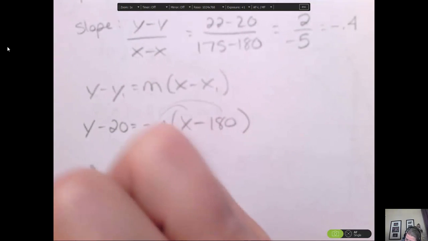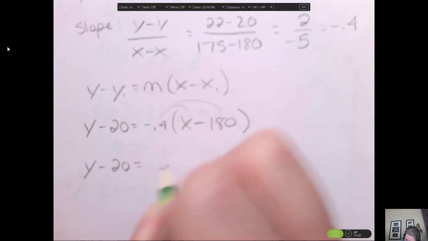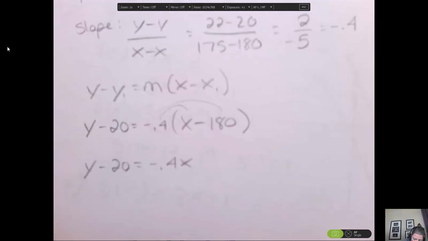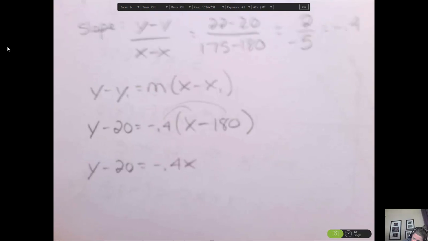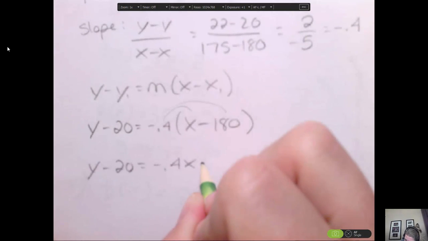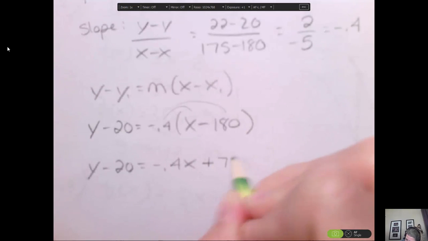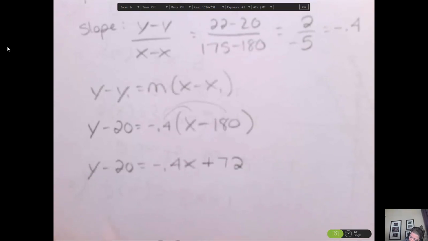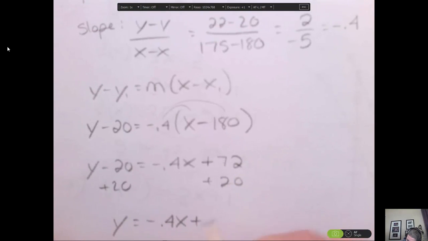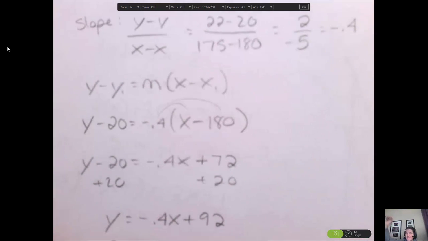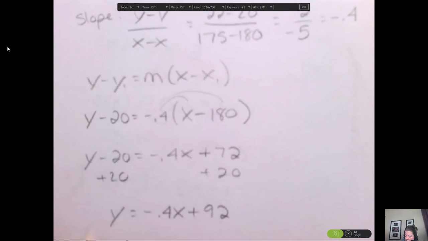So I'm going to distribute that, and I'd have y minus the 20 equals -0.4x, and then -0.4 times 180 is going to give us, oh wait, a negative times a negative is a positive, 72. Okay, now I have to add this 20 over because it's negative, and you have to add it to the end number here. So I'm going to get y equals -0.4x plus 92. So that's our final equation of this line.